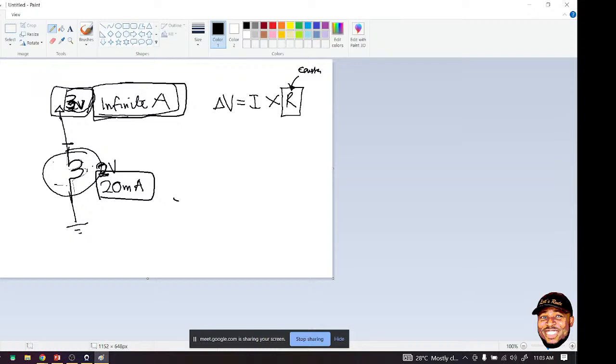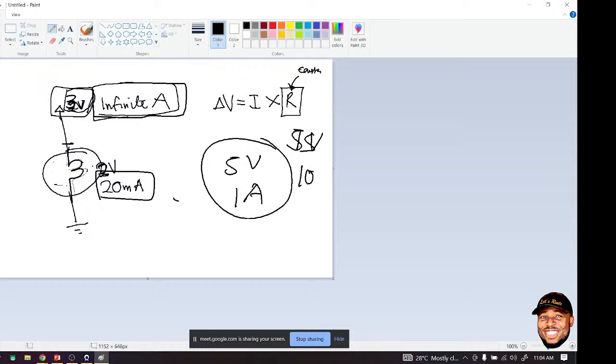Okay, so if a device is rated, let's say, 5 volts, 1 amp, and I provide it with a 5-volt source, even if this 5-volt source can deliver 1,000 amps of current, this device is still going to pull just 1 amp. Only 1 amp of current is going to flow. Why? Because the resistance of the device is enough to limit how much current will flow. So understand these things.